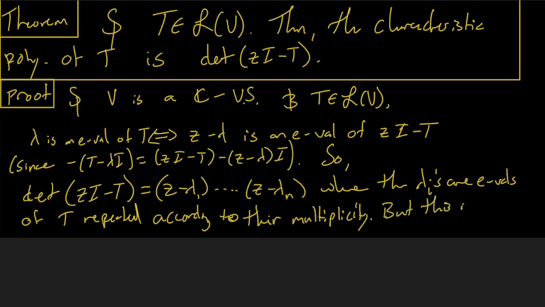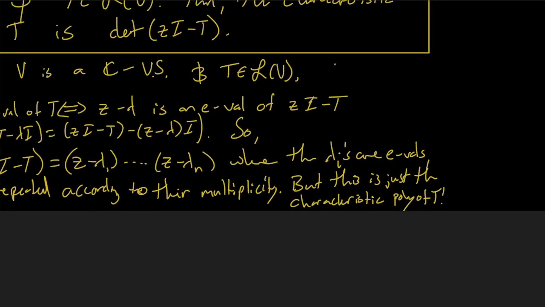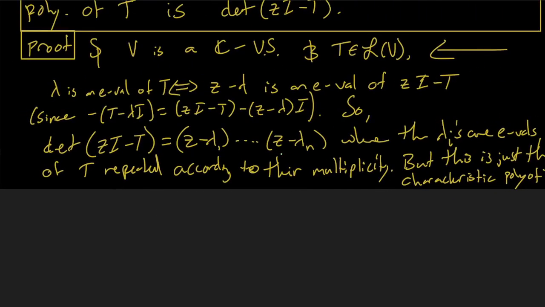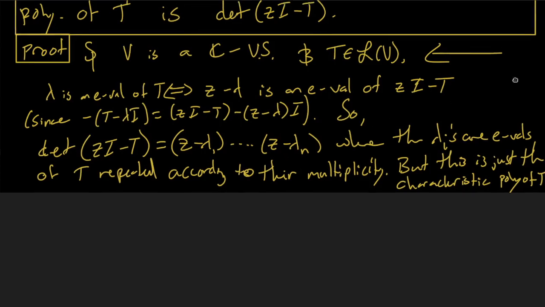But this is just the characteristic polynomial. Oh, that's just the characteristic polynomial, right? It's got the eigenvalues as roots, with algebraic multiplicity as many times as the multiplicity of that eigenvalue. That is the dimension of the generalized eigenspace.